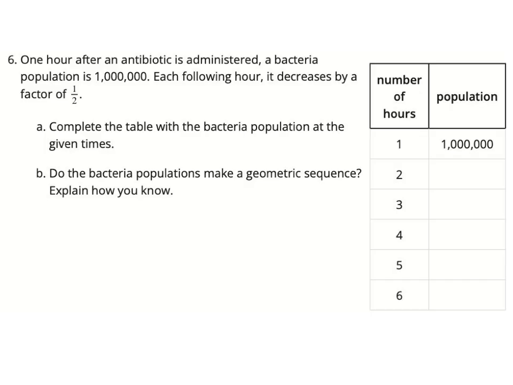Okay, after 1 hour of antibiotic, the bacterial population is 1 million. Each following hour decreases by half. Okay, so decrease by half is 500,000. Then 250K. K is 1,000. Then 125K. Then 62,500. And then 31,250.